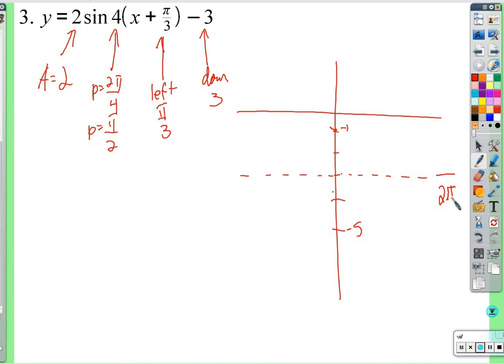Where's 2 pi? Right here. So you tell where exactly 2 pi is with that horizontal mark. Okay, there we go. Right? And pi over 2.